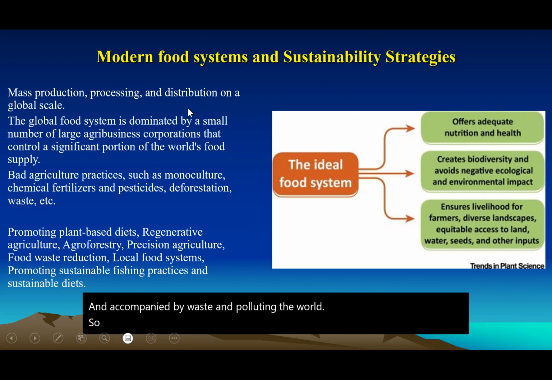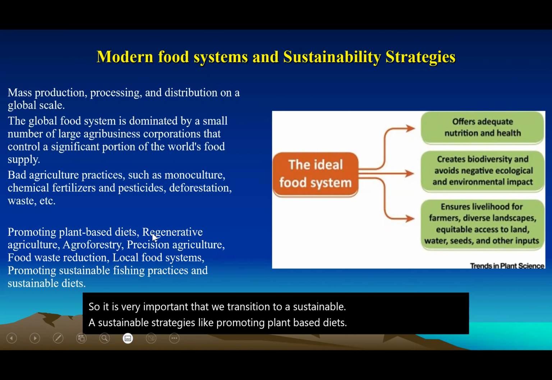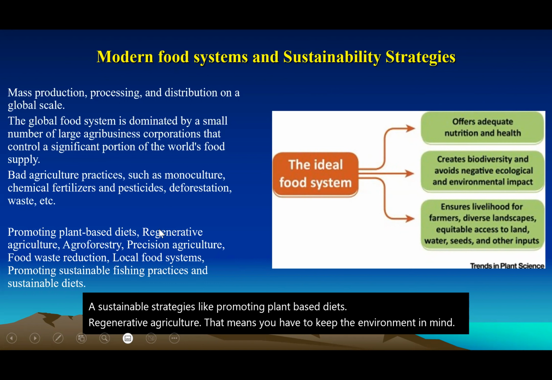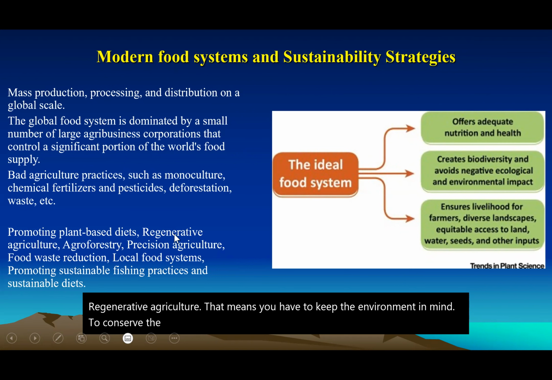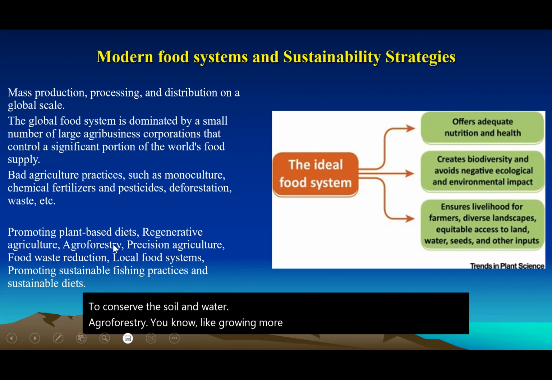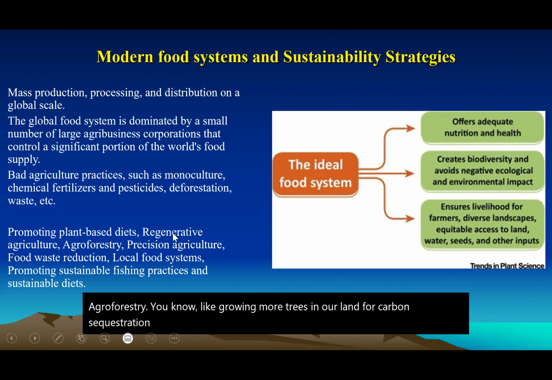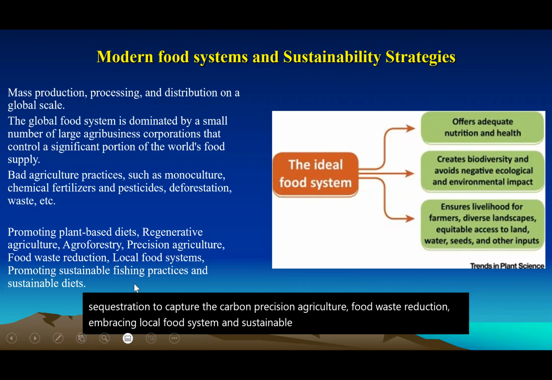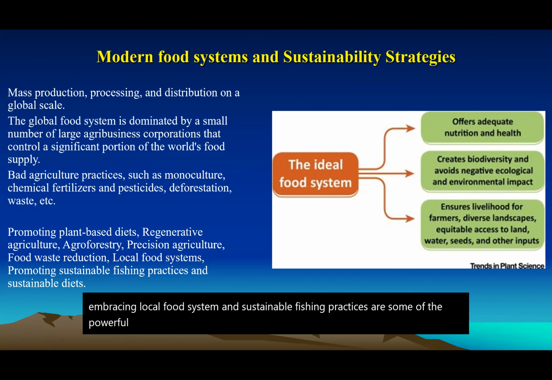So it is very important that we transition to sustainable strategies like promoting plant-based diets, regenerative agriculture. That means you have to keep the environment in mind to conserve the soil and water. Agroforestry, like growing more trees on our land to capture carbon for carbon sequestration, precision agriculture, food waste reduction, embracing local food systems and sustainable fishing practices are some of the powerful sustainability strategies.